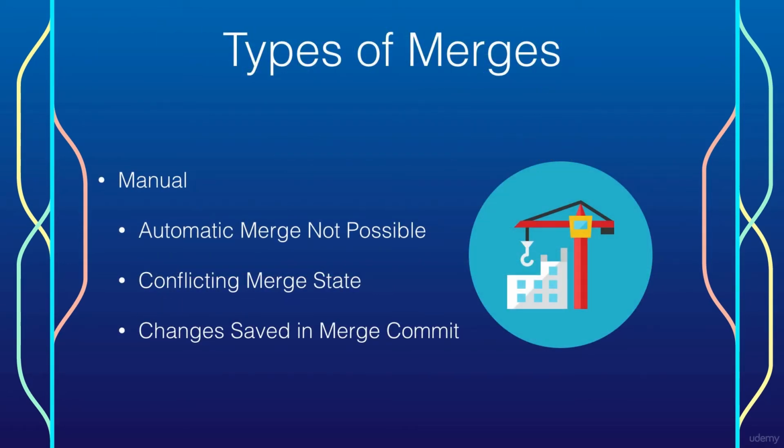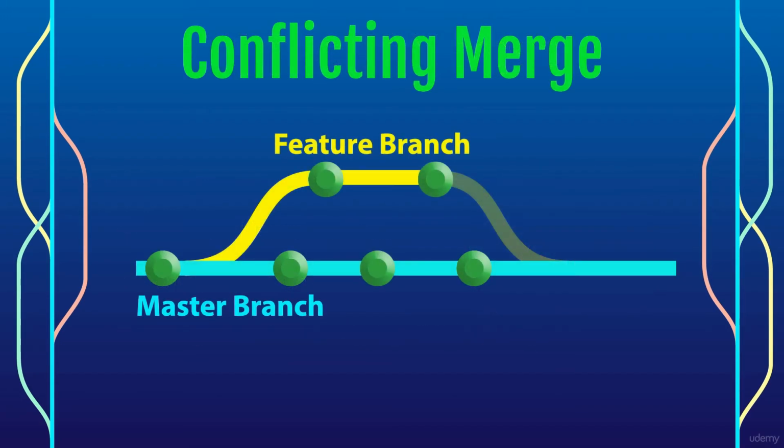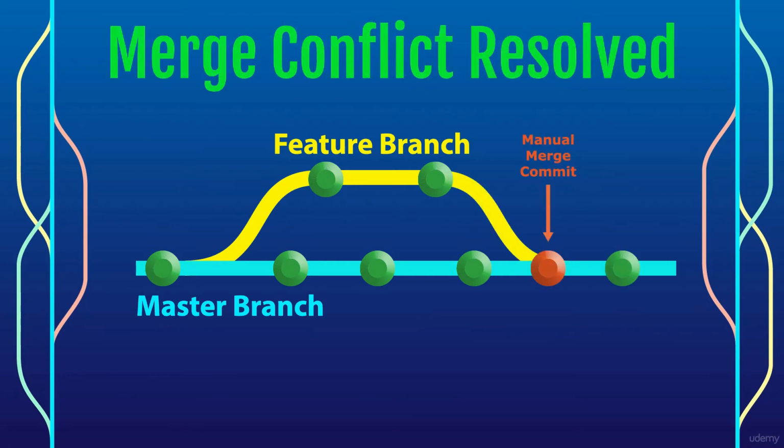Thirdly, manual merge. This happens when Git is unable to automatically resolve any conflicts. Git enters a special conflicting merge state, which means that all merge conflicts must be resolved prior to moving forward with a commit. Once all conflicts have been resolved, those changes are saved as a merge commit.